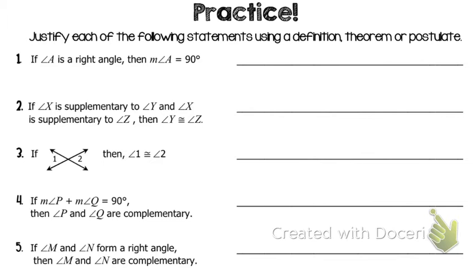Practice! Justify each of the following statements using a definition, theorem, or postulate. If angle A is a right angle, then the measure of angle A is equal to 90 degrees. So we start out with words: angle A is a right angle. Then we transition to math: the measure of angle A is equal to 90 degrees. You might not think that's math, but I disagree. We see an equal sign. We have an equation there. We go from words to math.